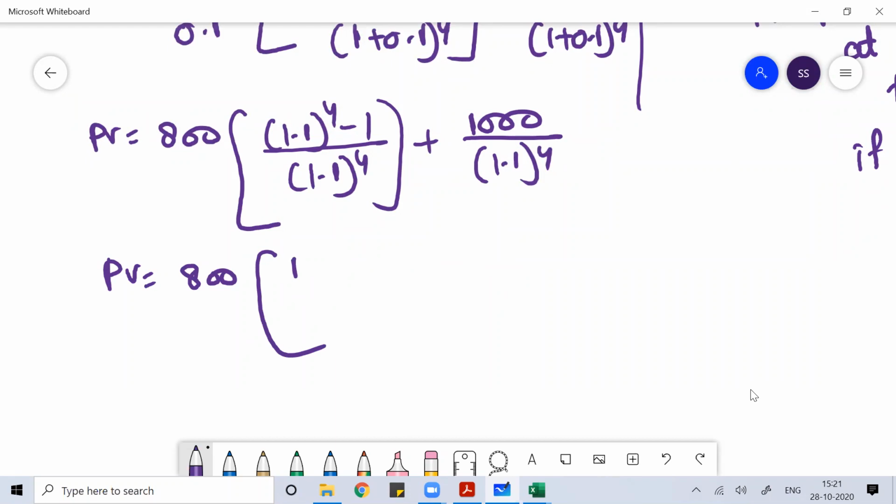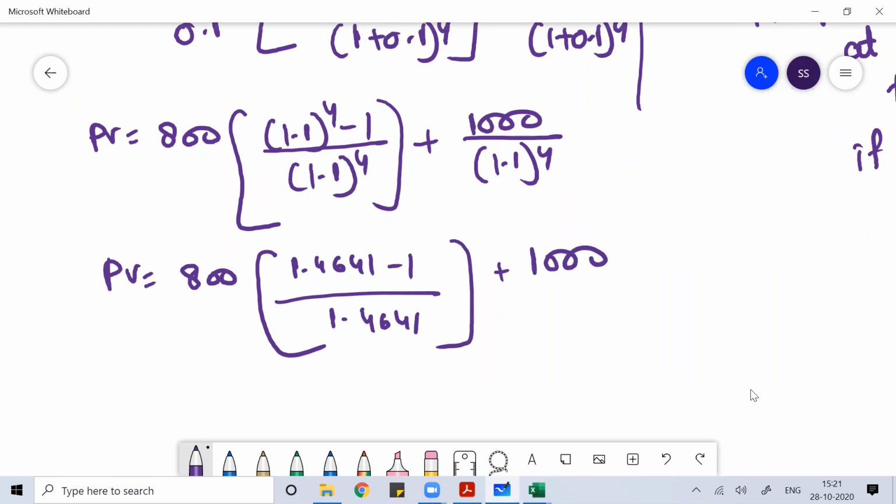1.4641. So a few values we can remember with time. This is something that is always there. As we do more calculations, we can remember these values. So this is 1000 divided by 1.4641. So that is 1.1 to the power 4.